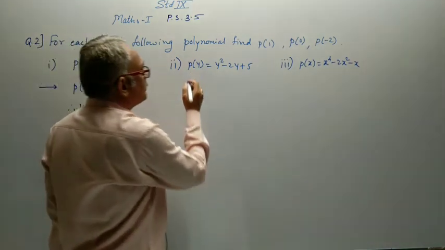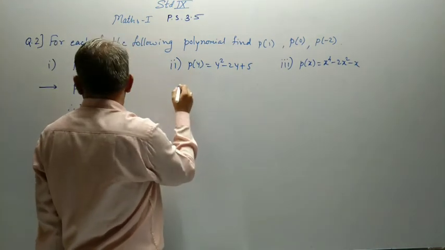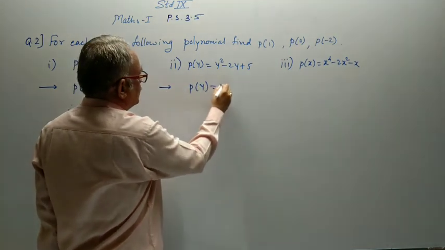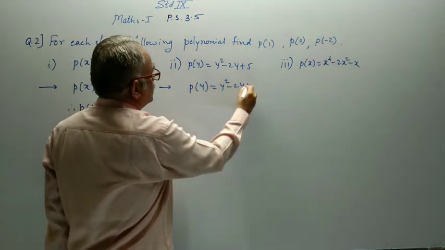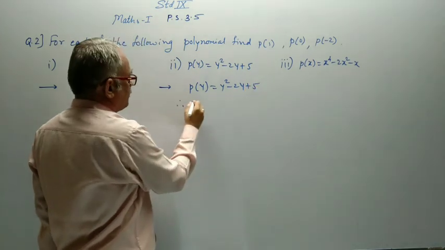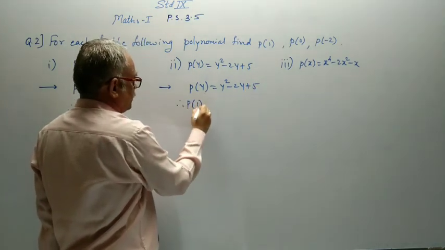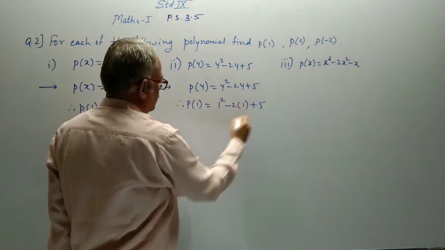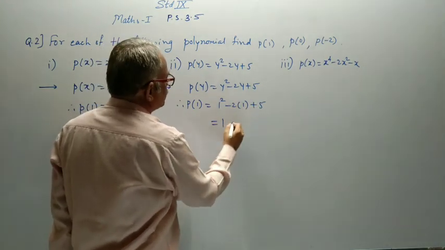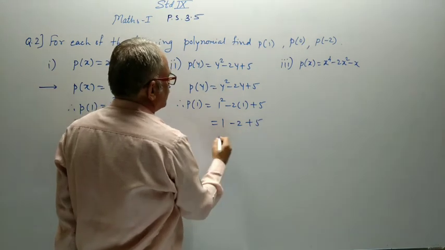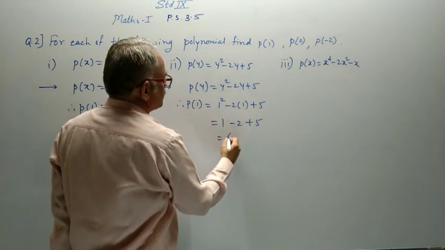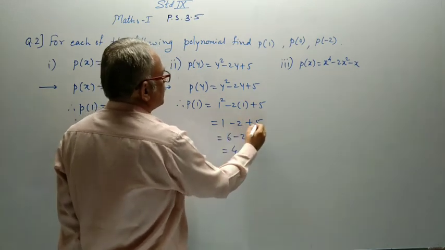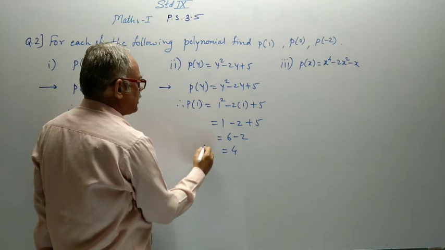Similarly, I will explain the second, in that p of y is given, y square minus 2y plus 5. Therefore, p of 1 is 1 square minus 2 into 1 plus 5. 1 square is 1, minus 2 into 1 is minus 2 plus 5. 1 and 5 addition, that plus is 6, minus 2, that is 4. Even if you do 1 minus 2 minus 1 plus 5, 4 directly, then also it is allowed.